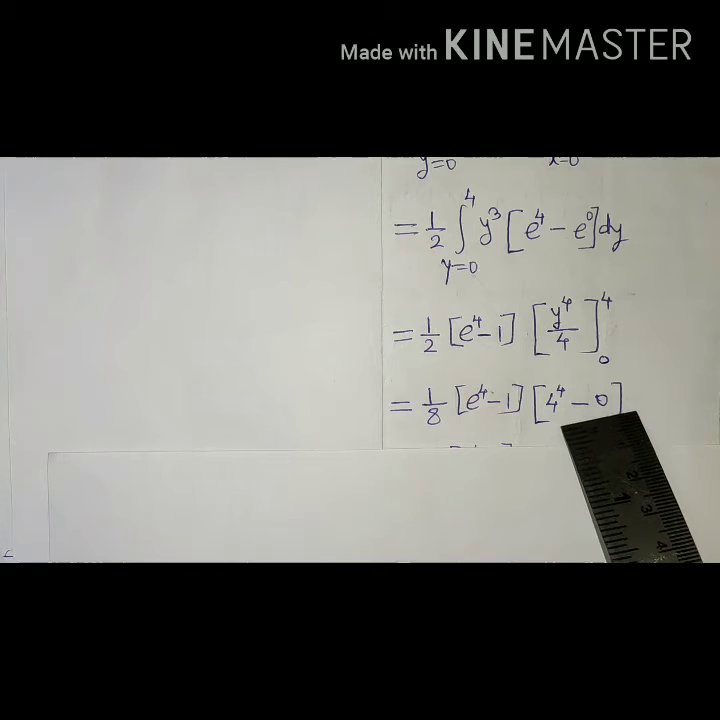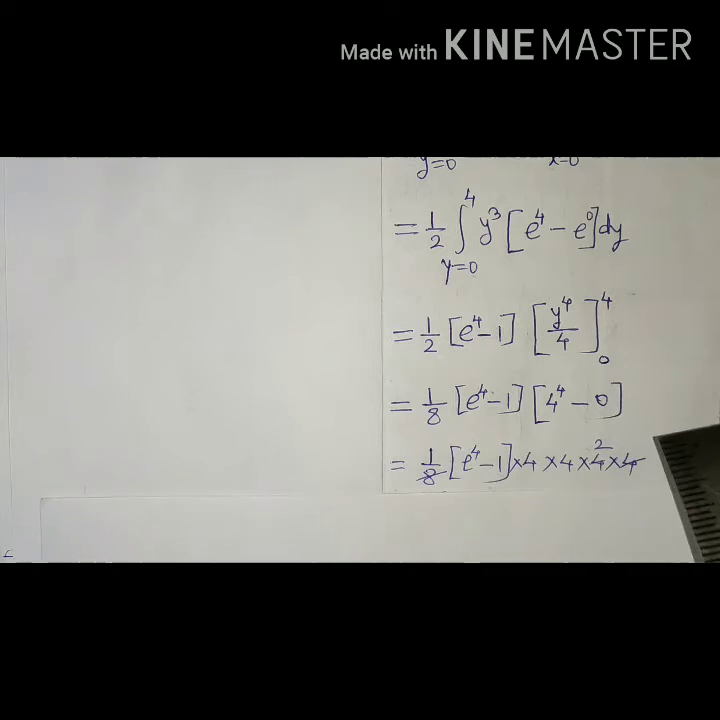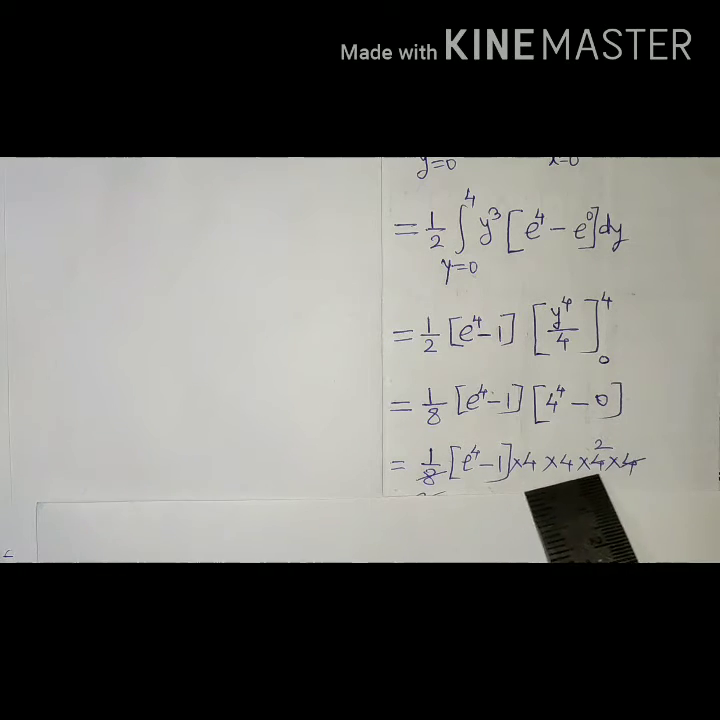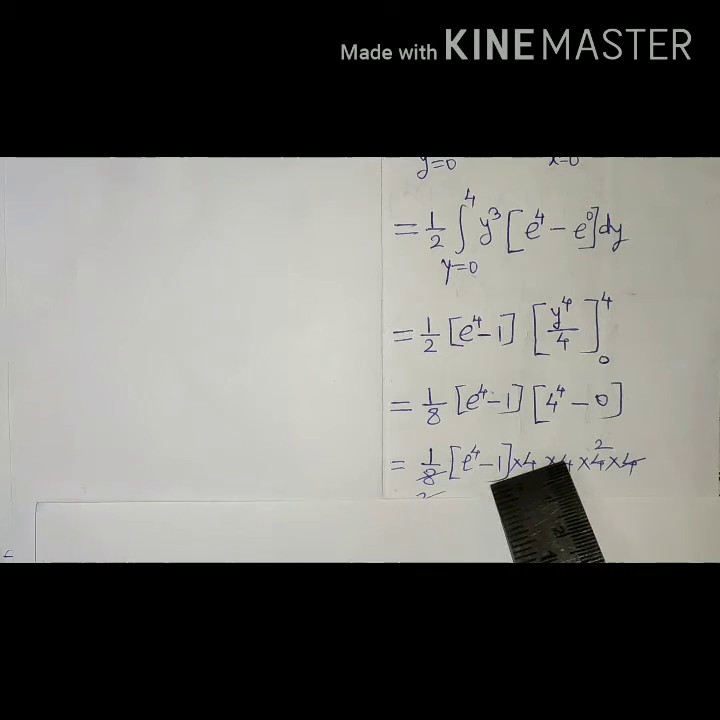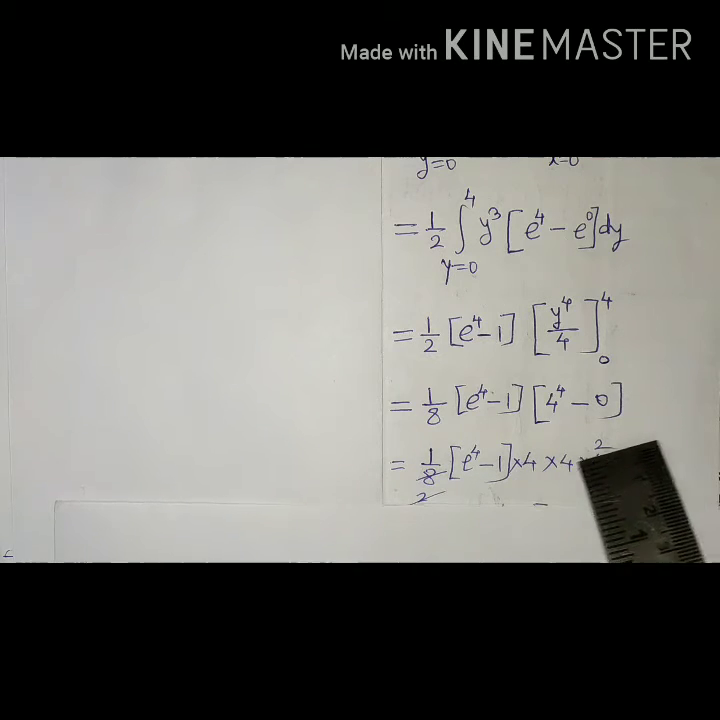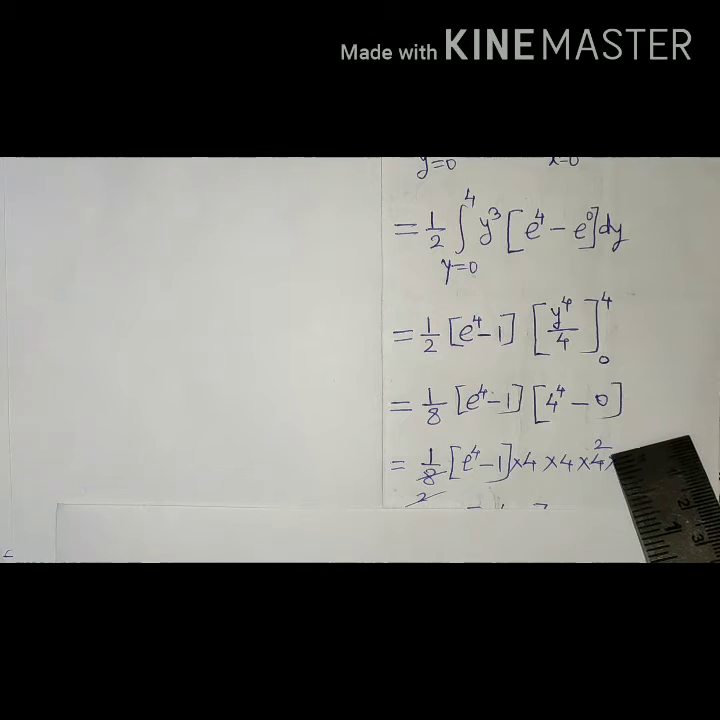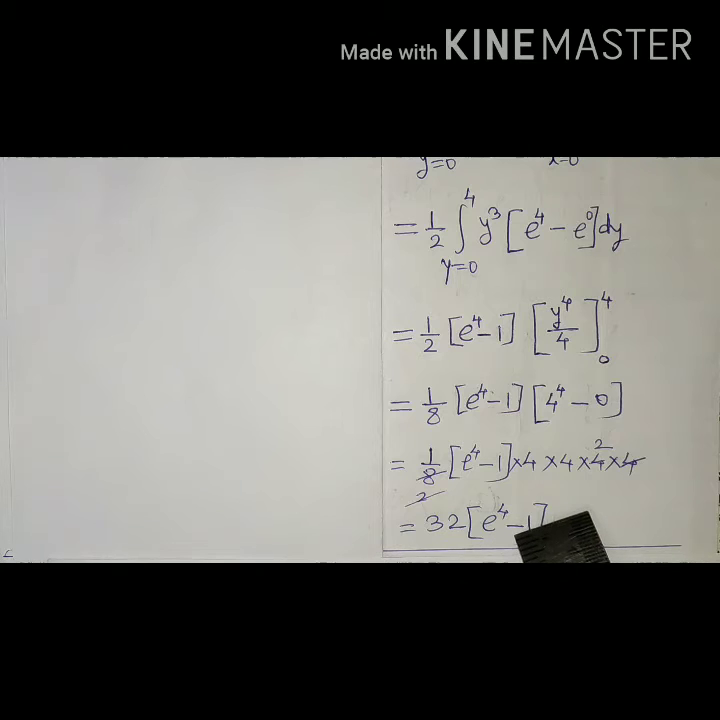Upper limit is y equal to 4, so it becomes 4 raised to 4, minus the lower limit being 0, it becomes 0. So 4 raised to 4, I have written 4 into 4 into 4 into 4. There was 1 by 8, and this is e raised to 4 minus 1. So 4 cancels with this. We are getting 4 into 4 into 2 in the numerator. So 16 2s are 32. And in bracket you are having e raised to 4 minus 1. So you got the same answer as the previous one. So Fubini's theorem is verified here.